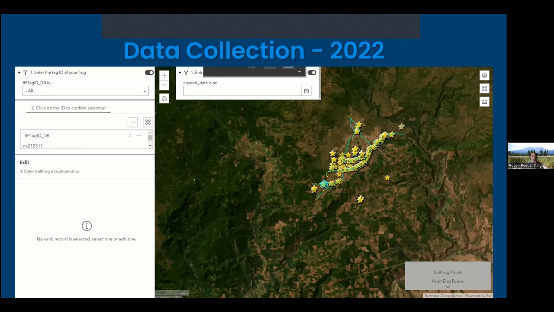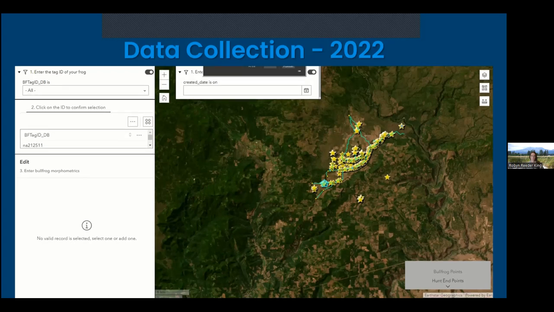I can either pan to the area where I was hunting in and click one of the yellow stars, or, since I have the frog in front of me that has the Velcro tag on it with the tag ID number, I can go to this upper left portion of the screen and search for my tag ID. So let's say my initials were AD and this number represents the hour, minute, and seconds the time the frog was caught. That is the correct one that corresponds to the Velcro tag on the frog in front of me. So I will click this tag ID.